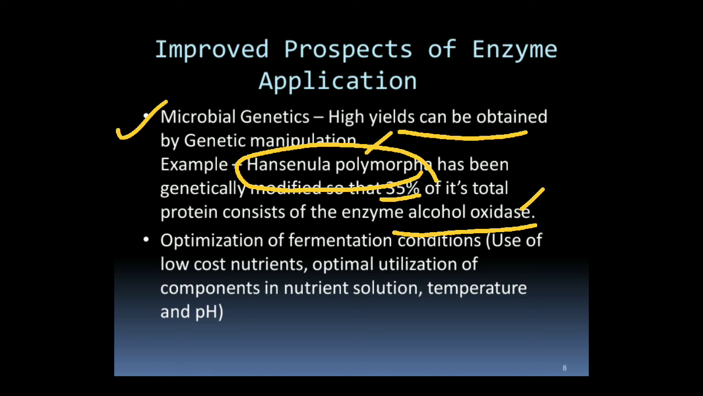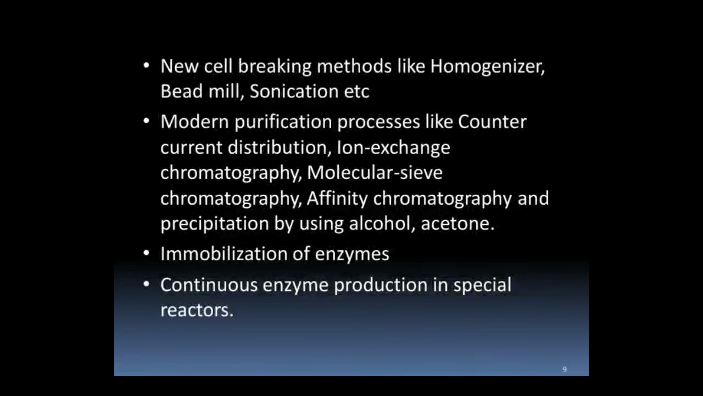The next is optimization of fermentation conditions, such as the use of low cost nutrients, optimal utilization of components in the nutrient solution, the temperature and pH. Other points are that new cell breaking methods like homogenizer, bead mill and sonication have been adopted. The modern purification processes of counter current distribution, ion exchange chromatography, meaning different types of chromatography, and also precipitation by using solvents such as alcohol and acetone have been adopted.